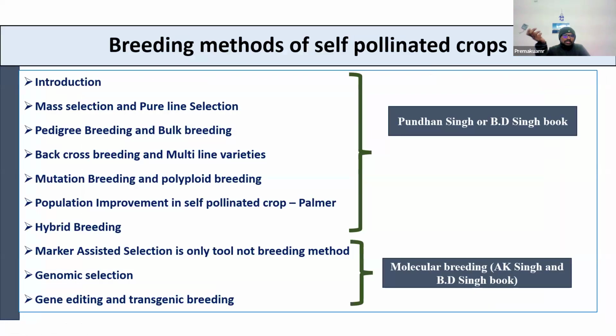I am completing breeding for self-pollinated crops. I completed hybrid breeding. Whatever points we have discussed, the same thing applies here. I am discussing the rice crop tomorrow, so that we will discuss what male sterility systems are there and how we can develop hybrids in rice. Then population improvement methods I have discussed in detail, and mutation breeding I will discuss. Backcross, pedigree, mass selection, introduction I have discussed. And marker selection also I have discussed. Then genomic selection and gene editing will go. Okay, this is the end of breeding for self-pollinated crops.